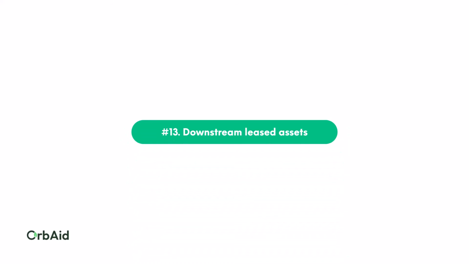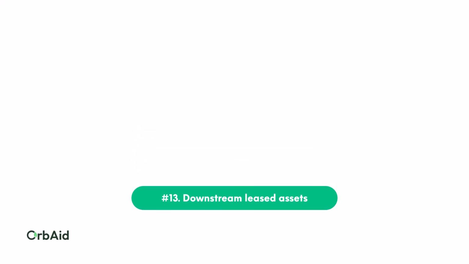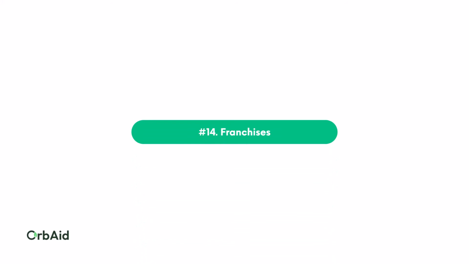Number 13, downstream leased assets. Emissions from the operation of assets that are owned by the reporting company, acting as lessor, and leased to other entities in the reporting year that are not already included in Scope 1 or Scope 2. Number 14, franchises. Emissions from the operation of franchises not included in Scope 1 or Scope 2. A franchise is a business operating under a license to sell or distribute another company's goods or services within a certain location. Number 15, investments. Emissions associated with the reporting company's investments in the reporting year, not already included in Scope 1 or Scope 2.